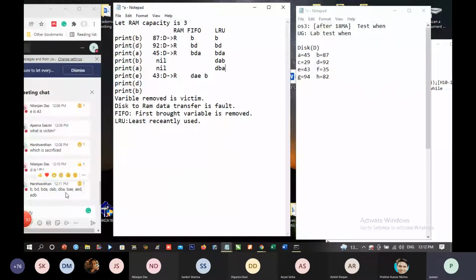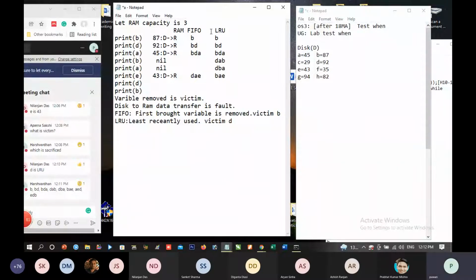Fine. Now E comes. We shall be removing this D because D is in the beginning. We shall remove it and we shall write it as BAE. Is it correct? So in case of LRU, victim is D. In case of FIFO, our victim is B. Is it correct?